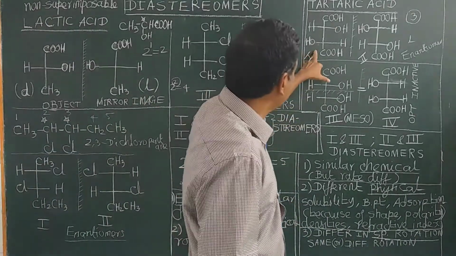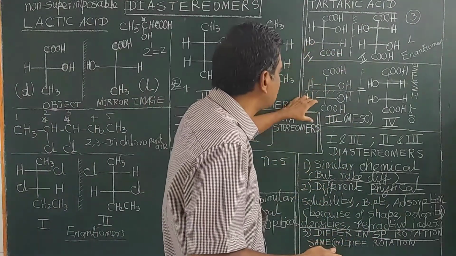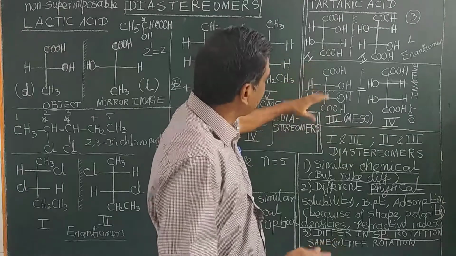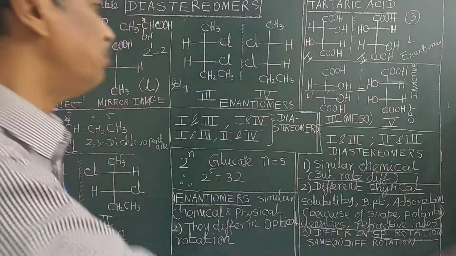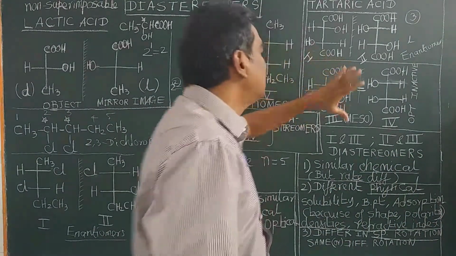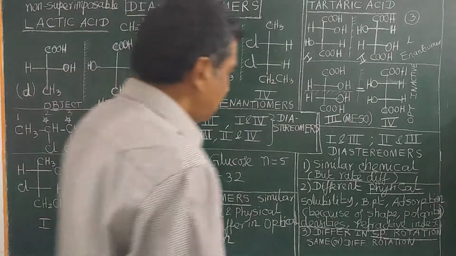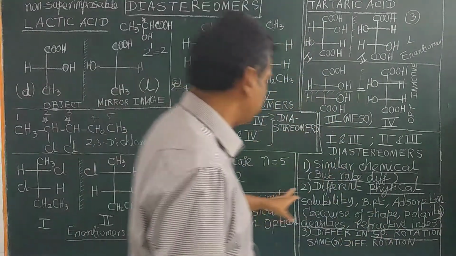This will react at a different rate. For example, this will react fast, then this will be slow, or this will react fast and this will be slow, because of the difference in the activation energy barrier. For this it will be different, and for this it will be different because of the spatial orientation. But they exhibit similar chemical properties.